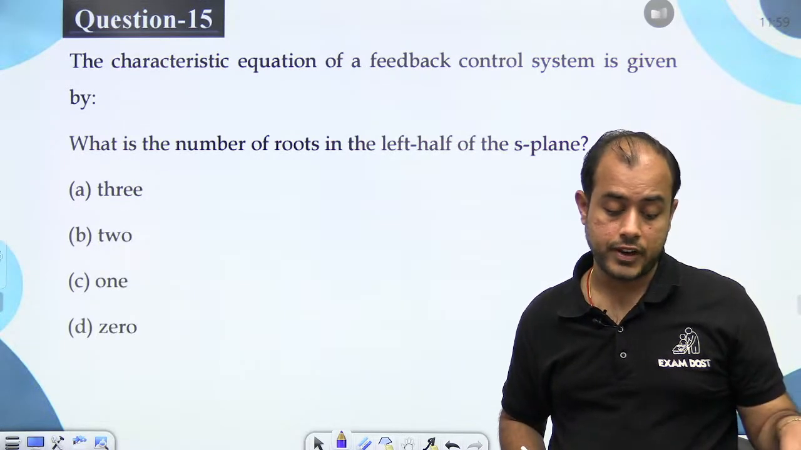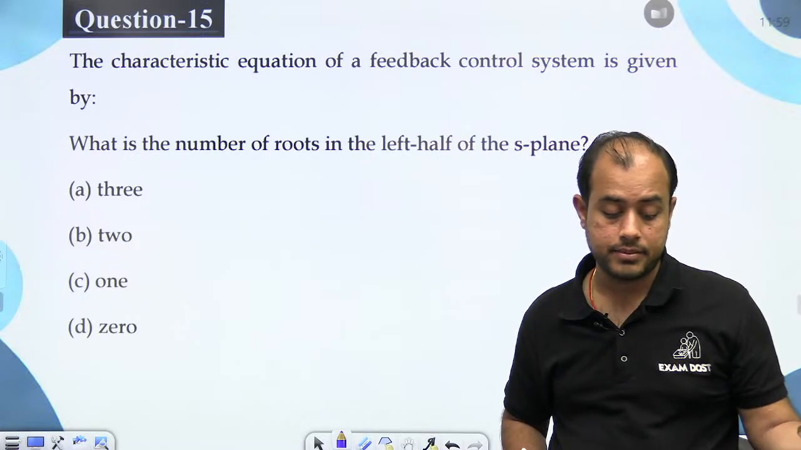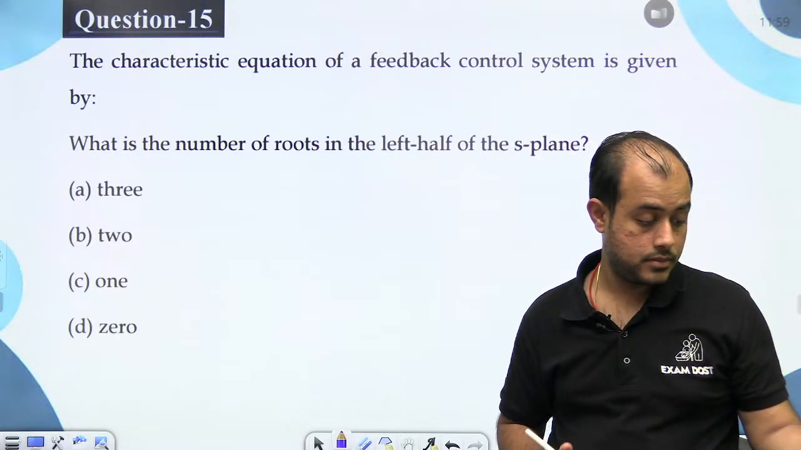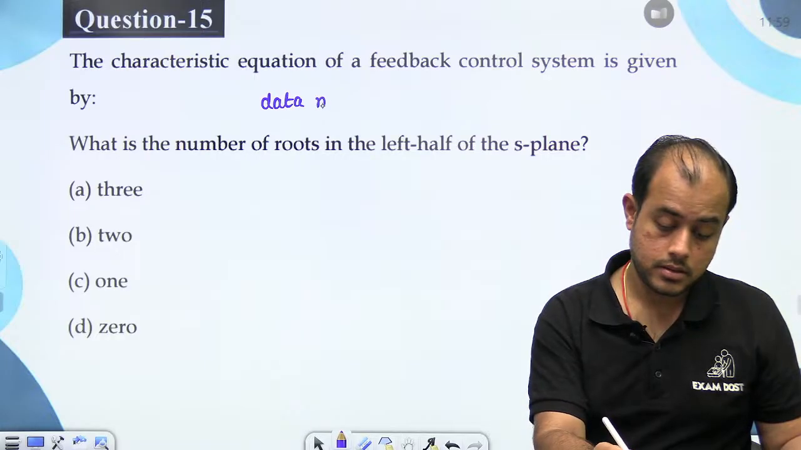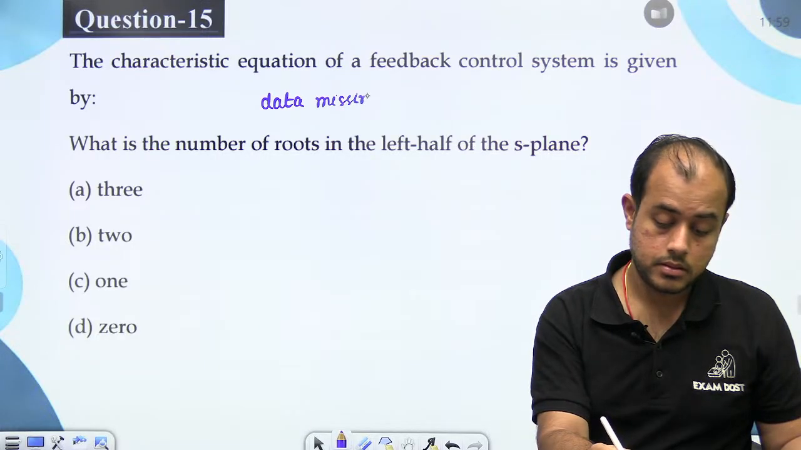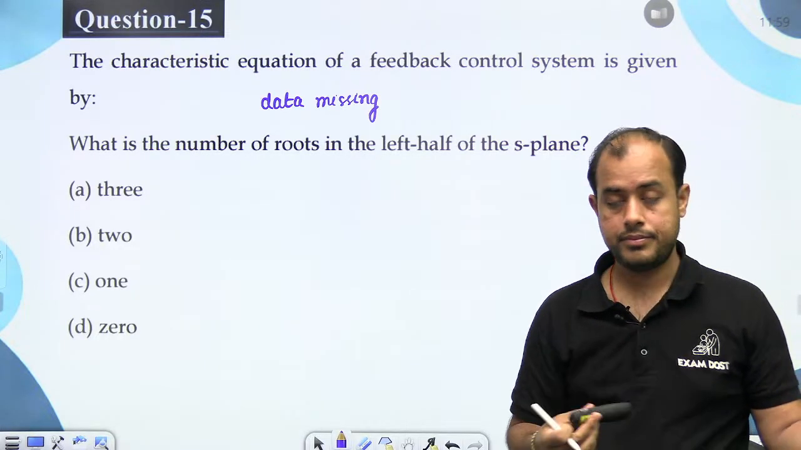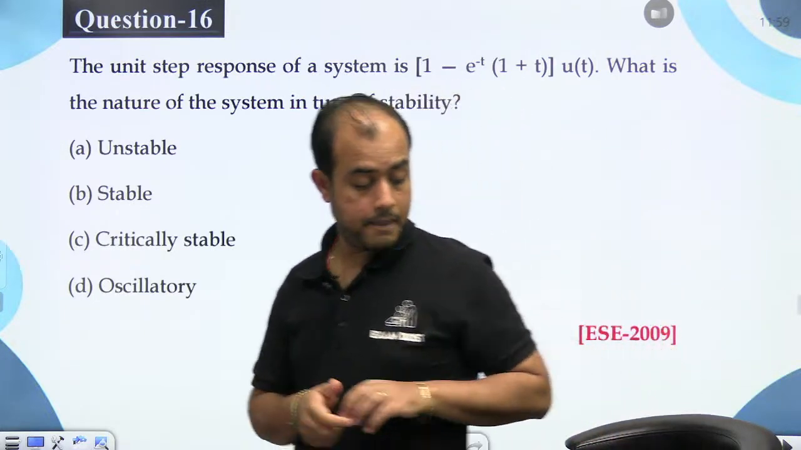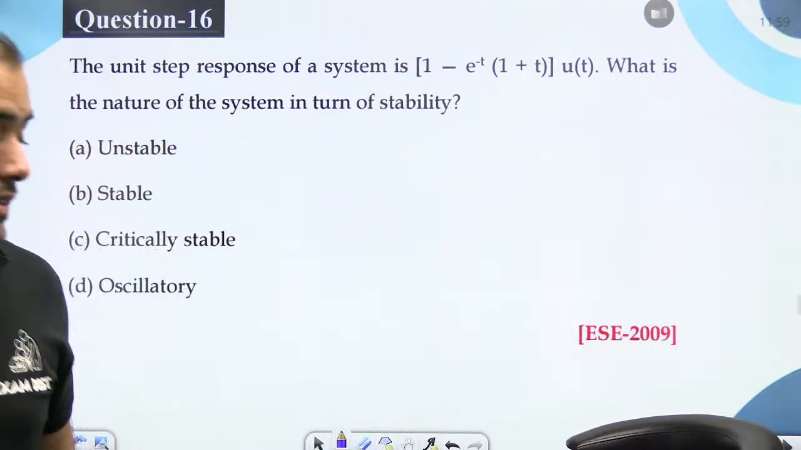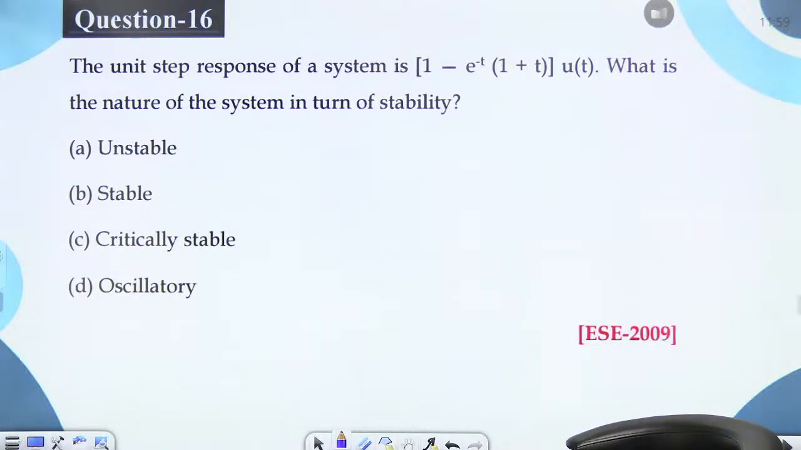Characteristic equation of a feedback system is given by... data is missing. Try the next one, beta. Nature of system in terms of stability.